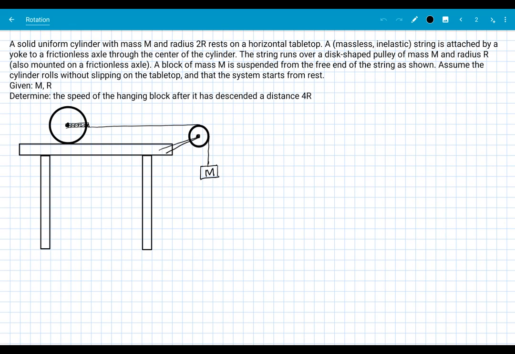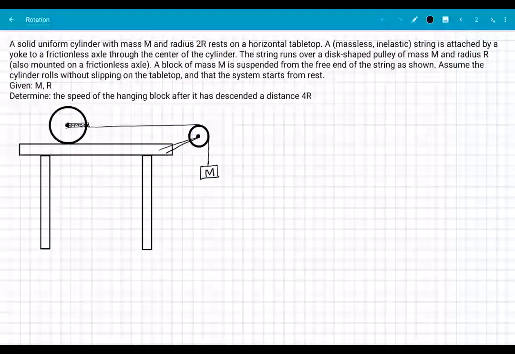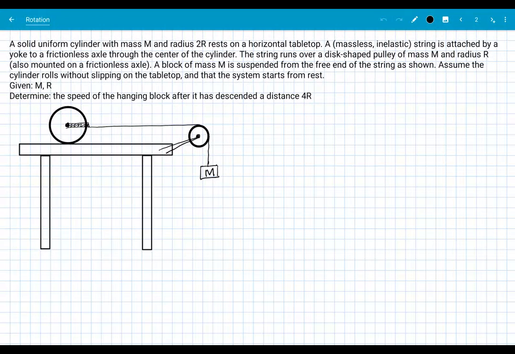All right, this is a pretty cool problem. In this problem, we have a solid cylinder that's rolling across a table. The cylinder is attached by a cord. There's a yoke on the cylinder. The yoke's attached to an axle that's running right through the center of the cylinder. That's important because we need to know what the axis of rotation is for every object that's rotating, right? So we're told that it's a solid uniform cylinder rotating about an axis at its geometric center.